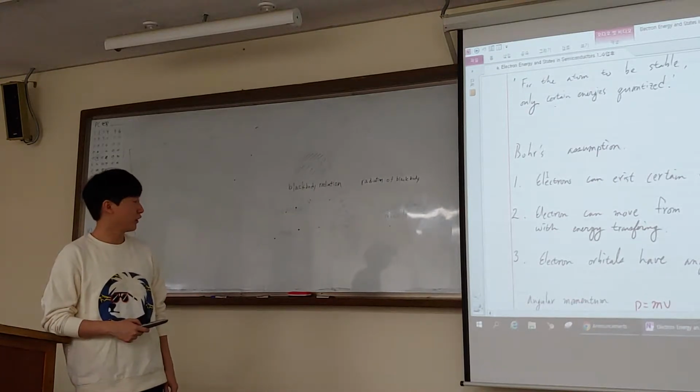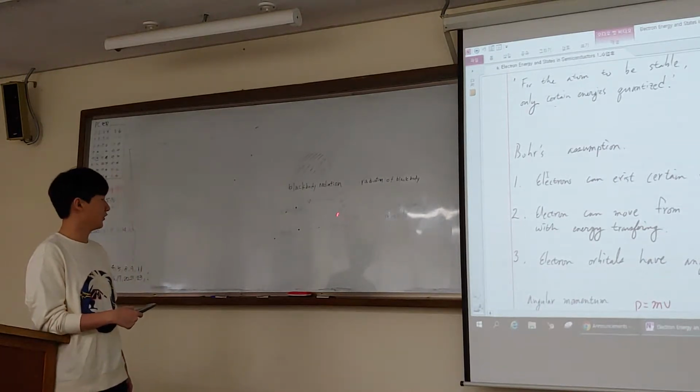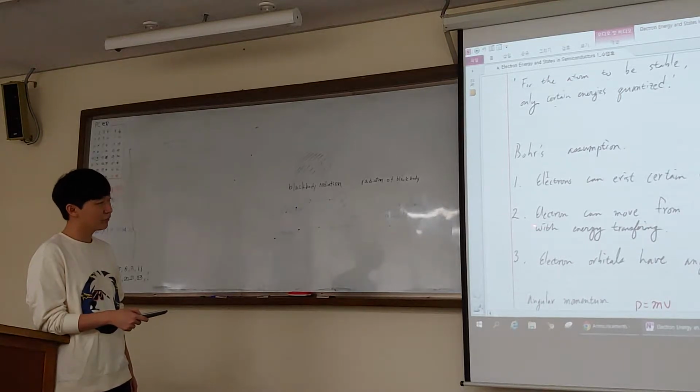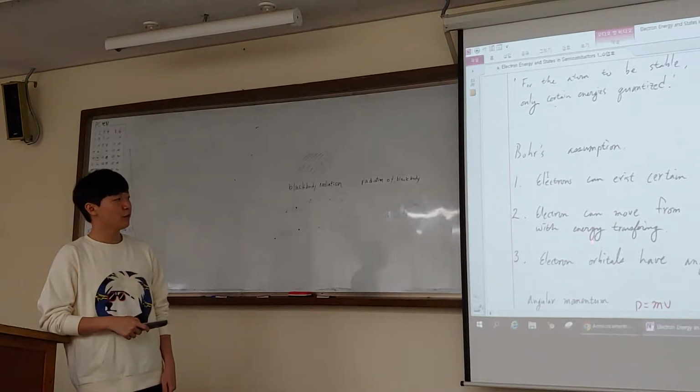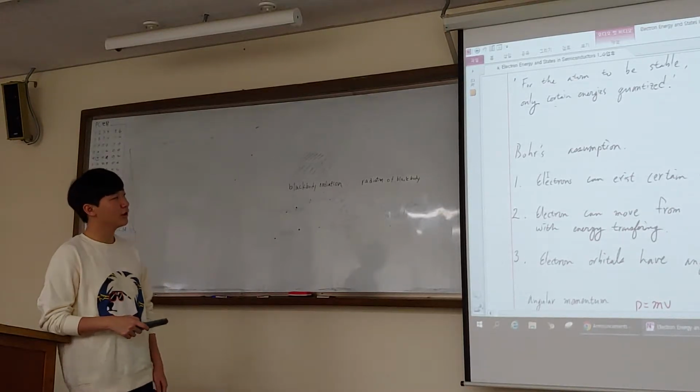Number one, electrons exist on certain levels. Number two, an electron can move from one level to another level with energy transfer. The energy transfer can be represented by the equation E equals the Planck constant times the frequency.